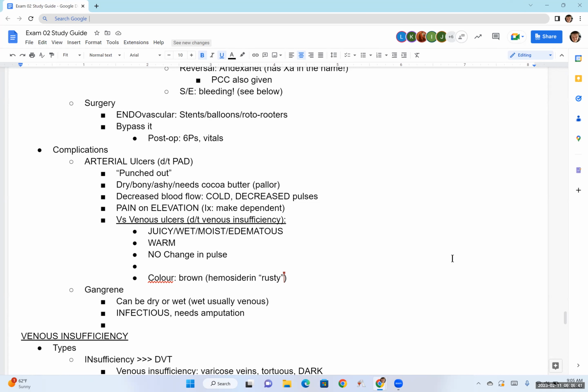Paresthesia, yes. We got to the 6 Ps, and which P is an important one? Well, we got pallor in there, but I'm trying to get you to the difference between the venous and arterial. What are you going to see? They can both turn to gangrene.